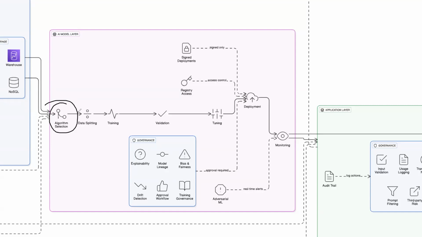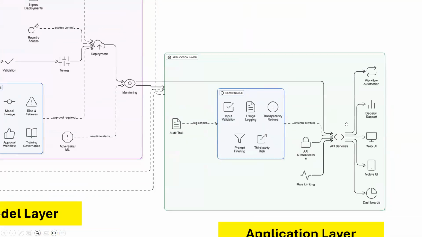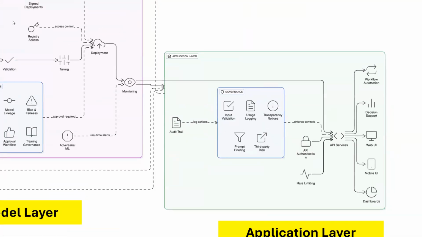The database. So data splitting is there, training of the data has been done, validation has been done, tuning has been done. But on that, we need proper governance before we deploy. And this is the governance: explainability, model management, fairness, drift, approval workflow, training governance, and all that. And once the model is trained, we need to make it accessible to the user. So here we have user activity like workflow, decision support, web UI, and all that.